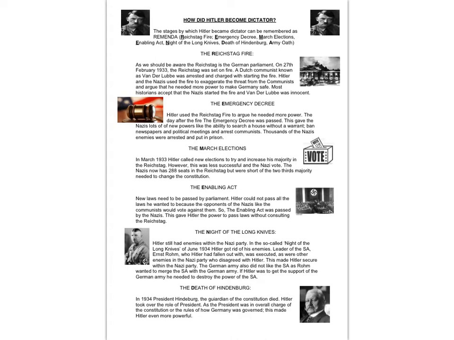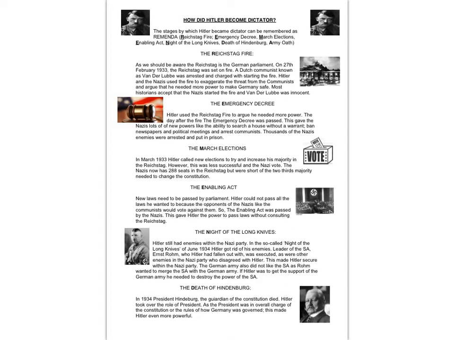Most historians accept that the Nazis started the fire and that van der Lubbe was innocent. The emergency decree. Hitler used the Reichstag fire to argue that he needed more power. The day after the fire, the emergency decree was passed. This gave the Nazis a lot of new powers, like the ability to search a house without a warrant, ban newspapers and political meetings, and arrest communists.